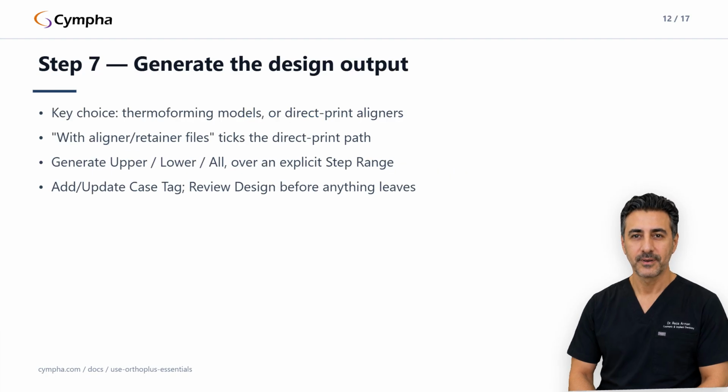Step 7. The aligner or model design page. The key decision is output type. Leave the default for arch models for thermoforming, the physical models you form aligner sheets over.